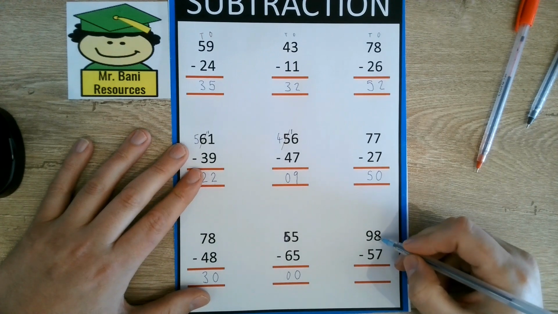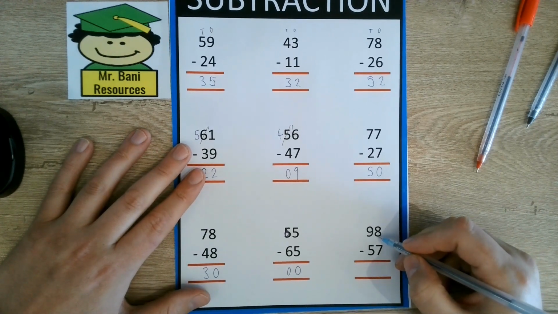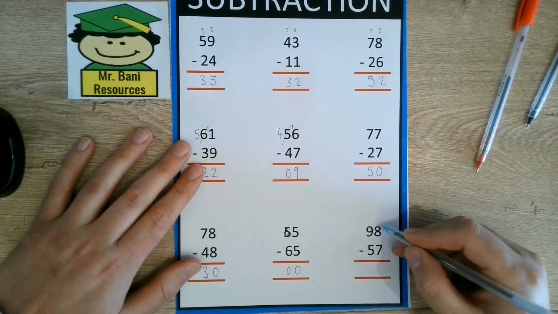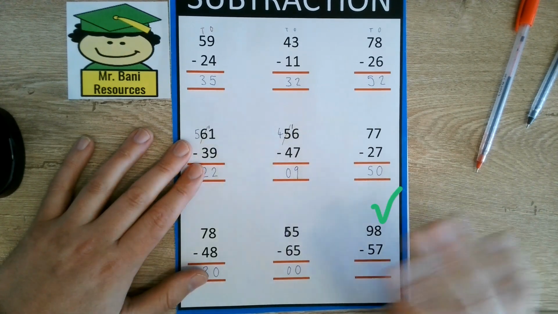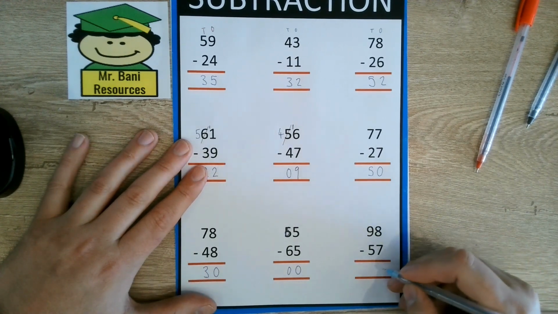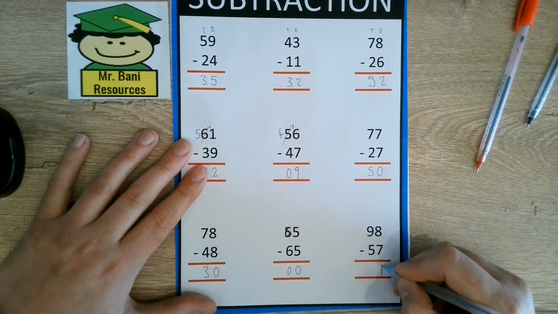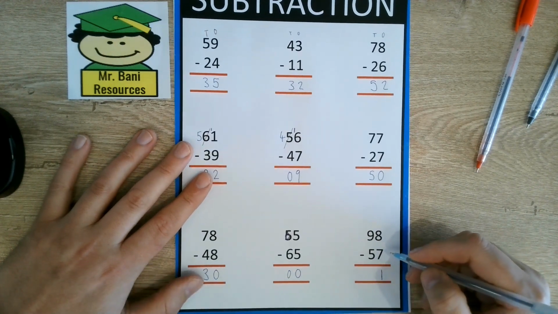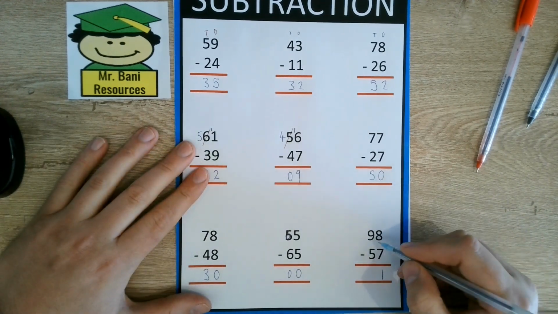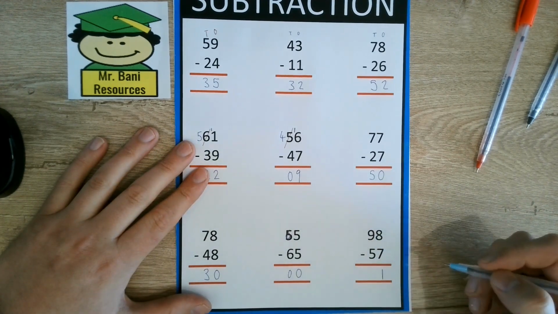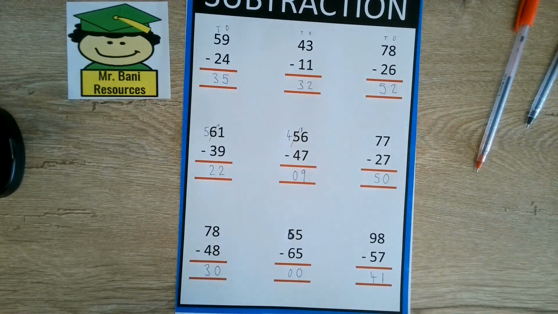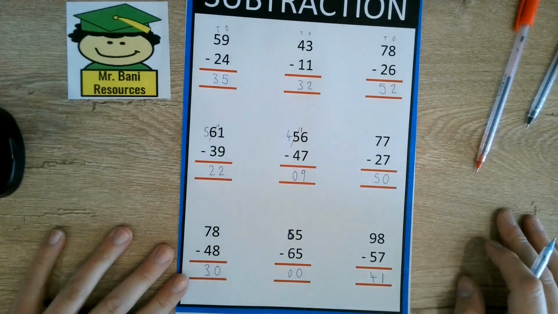And finally, let's have a look at this one. I've got 8 here. Is the top bigger than the bottom? Yes. No need to exchange now, is there? So what did you get for this one? 1. That's right. If I got 8 sweets and Alma takes another 7 off me, I'm only left with 1. Now, 9. If I take 5 away from 9, what does it give me? 4. Who got that one right? Hands up. Well done.